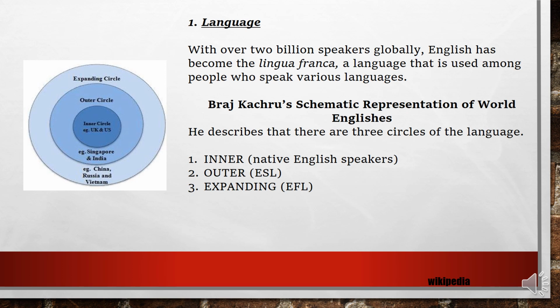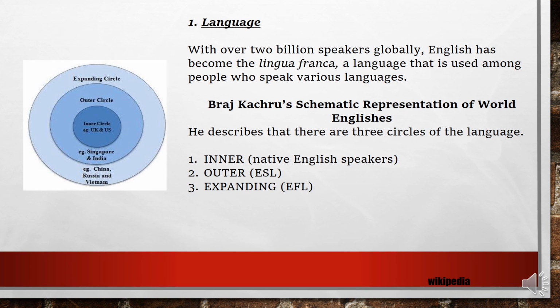Now, let us talk about the different potential barriers to effective communication. So the first one is language. It says here that with over 2 billion speakers globally, English has become the lingua franca, a language that is used among people who speak various languages. Now, this has been discussed already in my previous video, but let me explain it again.